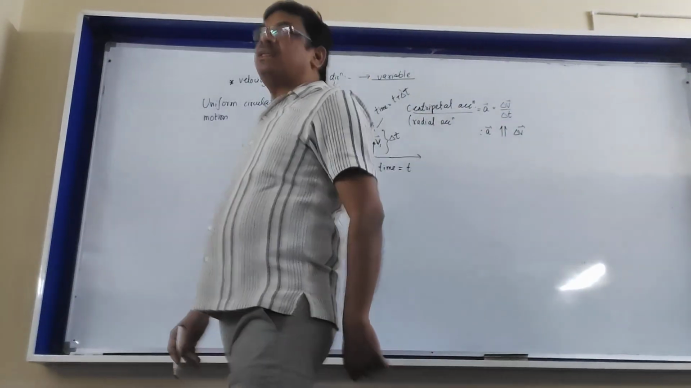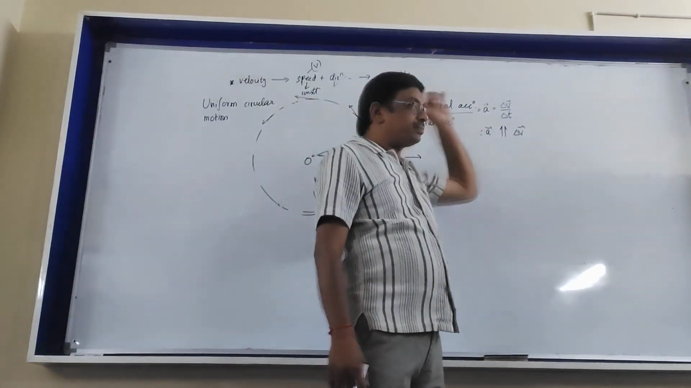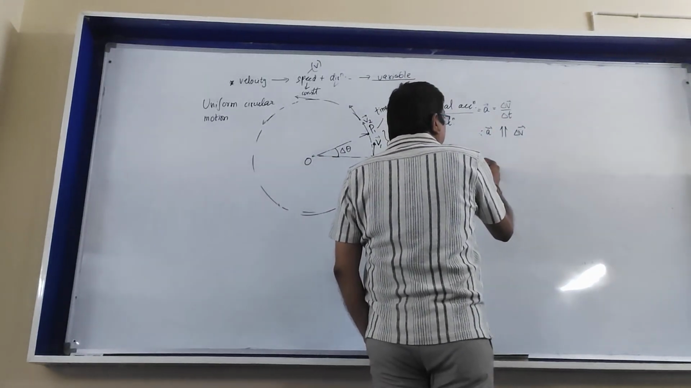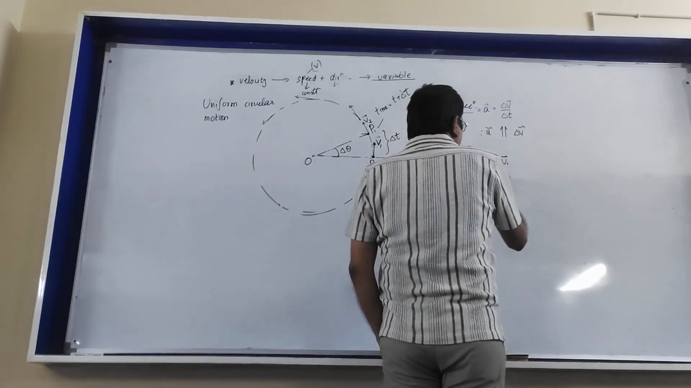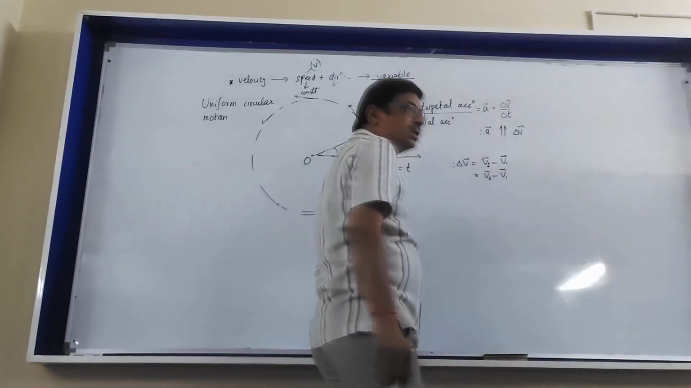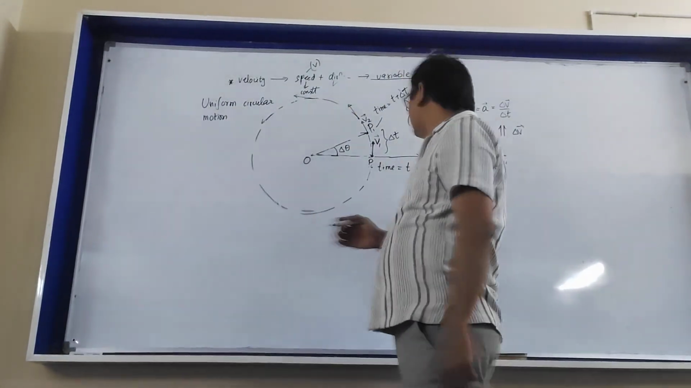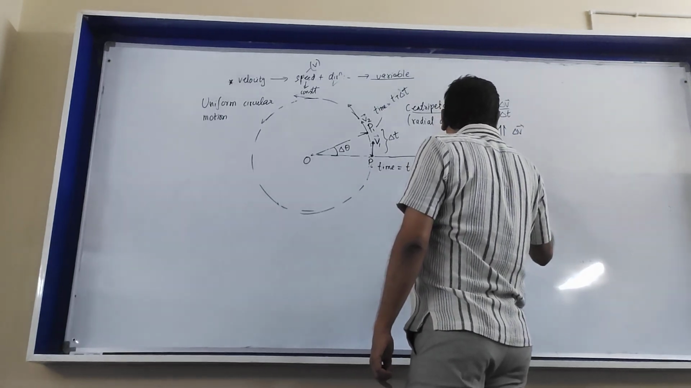And also we'll calculate the value. First let us calculate the value. So let us find delta v vectorially: it is final minus initial. Here we have taken final velocity as v2, initial velocity as v1. You know vector subtraction is a special case of vector addition. Yes or no? So it is basically vector v2 plus negative of vector v1.